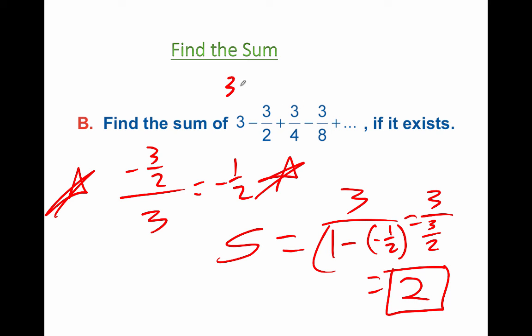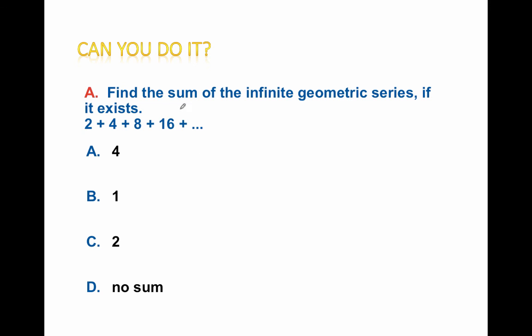Think about this. 3 minus 1.5 is 1.5, plus 0.75. Now after 3 of them, we're at 2.25. Now I'm going to minus off 3/8, so now I'm minusing off 0.375, and so on and so forth. So we're going to keep going down and up and down and up, and then we'll settle in at 2. So it's just the first term divided by 1 minus r. Real easy formula. Determine if the geometric sum exists.